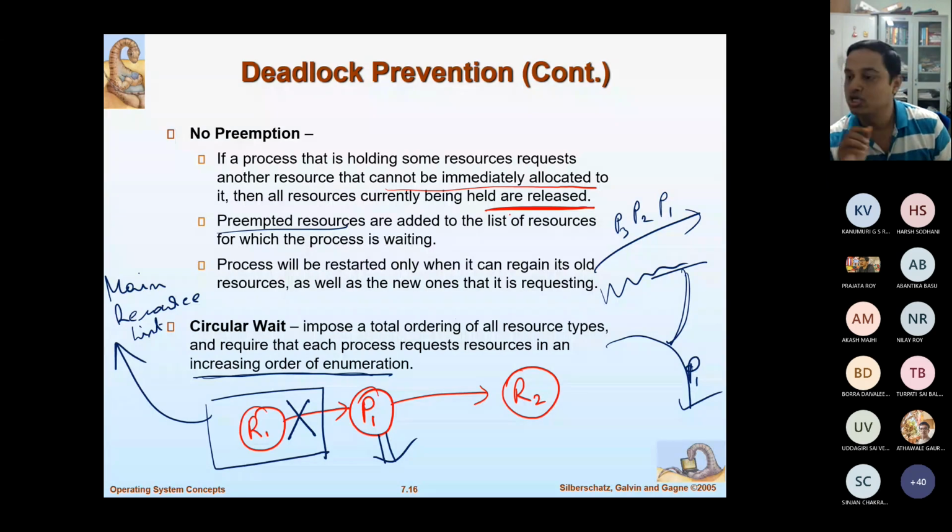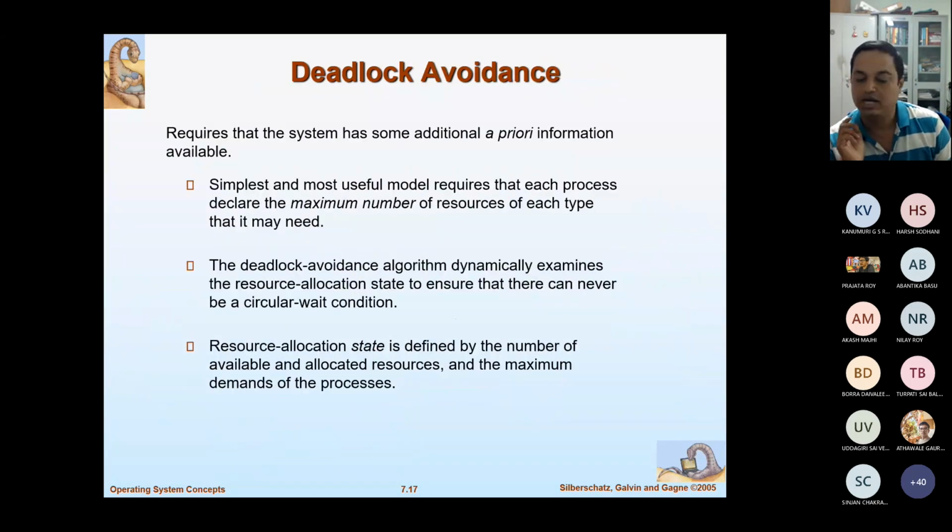That's why the most robust mechanism is deadlock avoidance. Deadlock prevention is not a robust mechanism. You are taking some kind of heuristic that cannot give you a guarantee that it will always be deadlock free. But if you go for the deadlock avoidance mechanism, then it will ensure that this will not come to a deadlock situation.